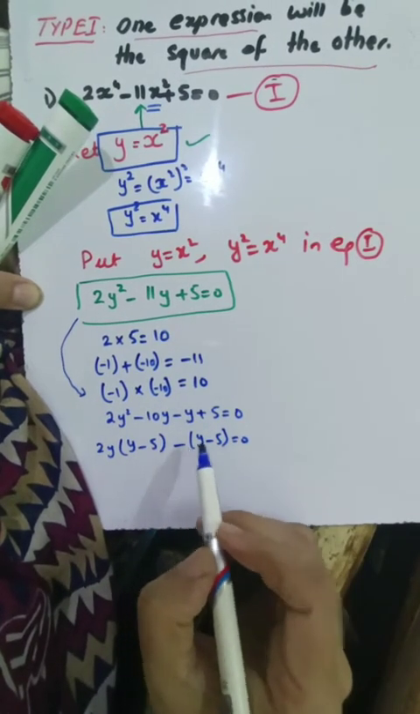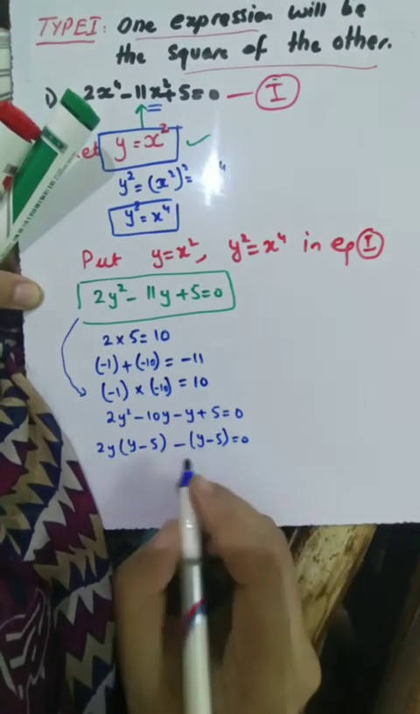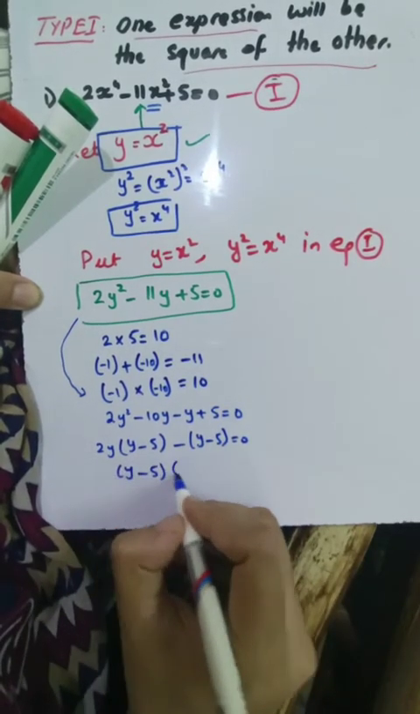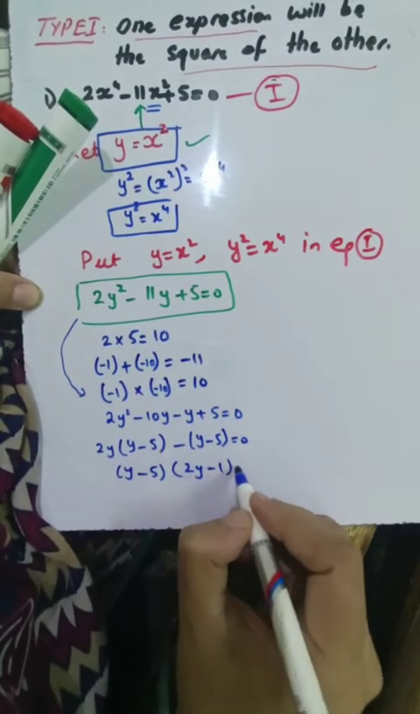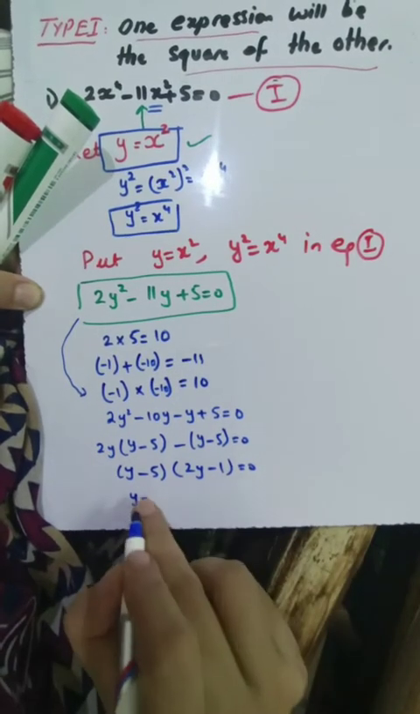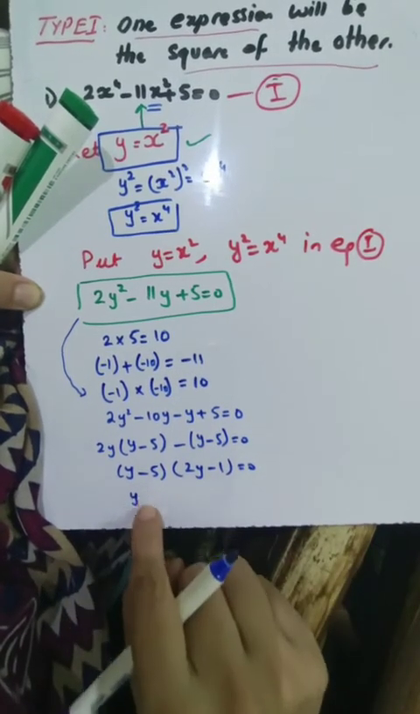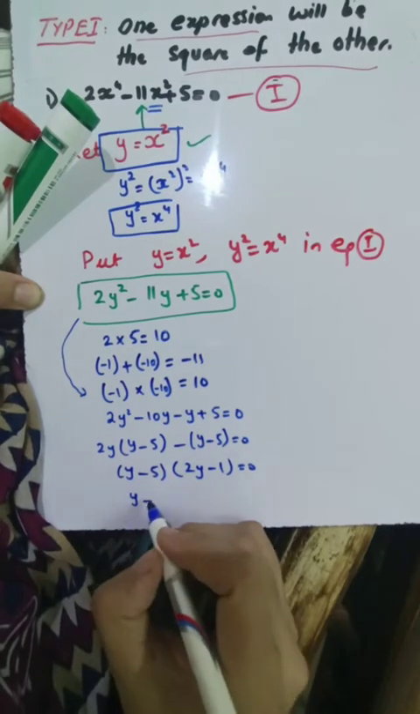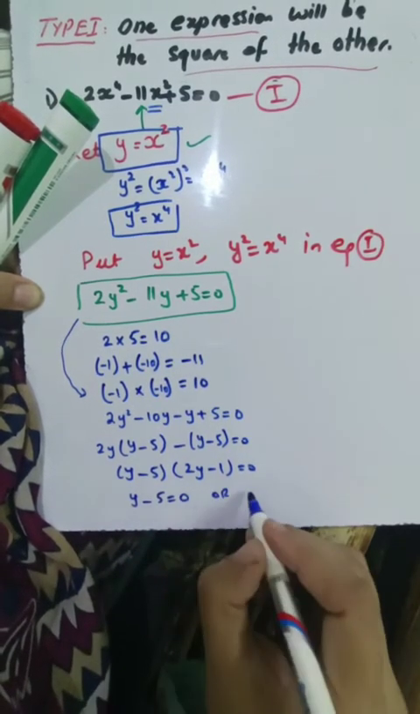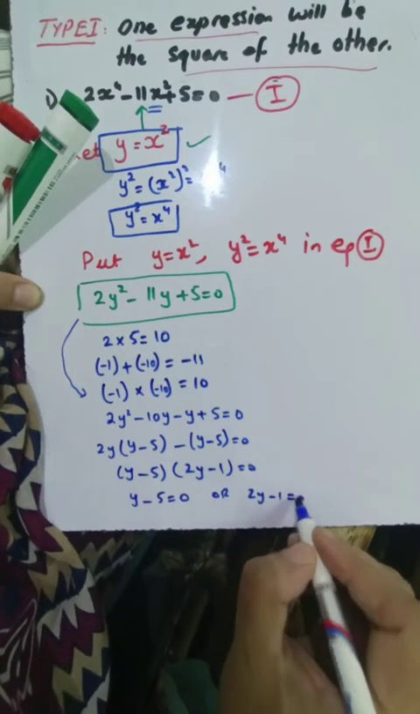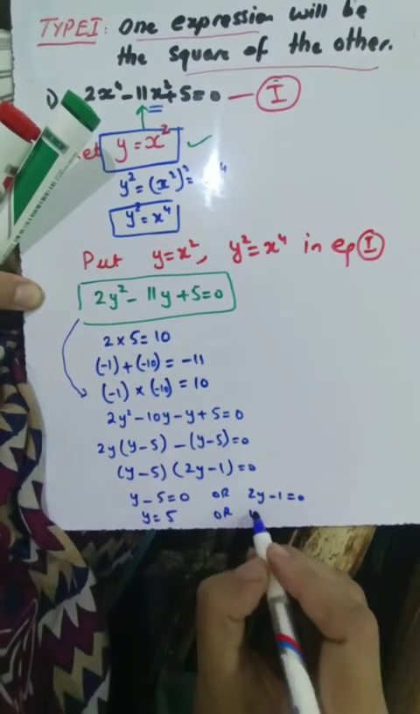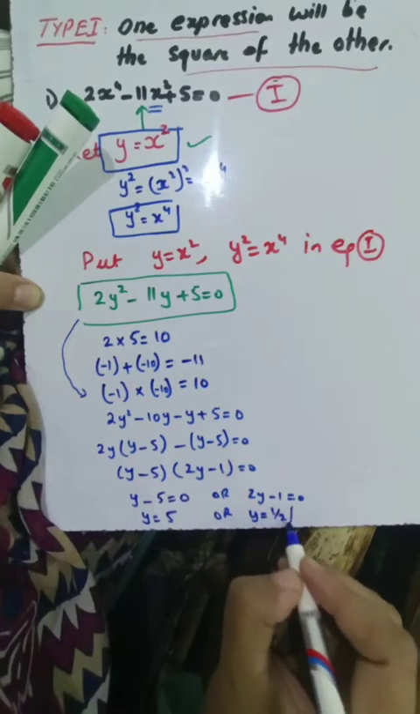Taking the negative sign out from here will reverse the sign inside the bracket, so we will get y minus 5 common. Now solving these again by using the factor theorem that we did in the previous lectures. Either y minus 5 is equal to 0 or 2y minus 1 is equal to 0. It means either y is equal to 5 or y is equal to 1 by 2.